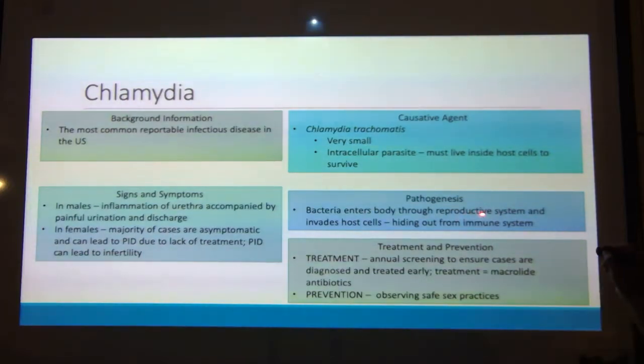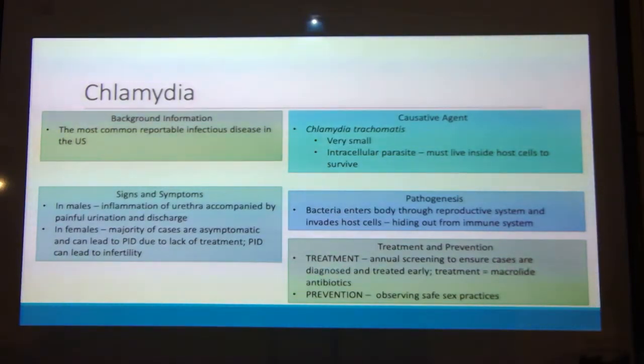The bacteria enters the body through the reproductive system. It invades the host cells, pretty much hiding out from our immune system. Again, if it's inside our cells and it's not necessarily doing anything, it's not releasing any foreign protein, our immune system will never realize it's there.